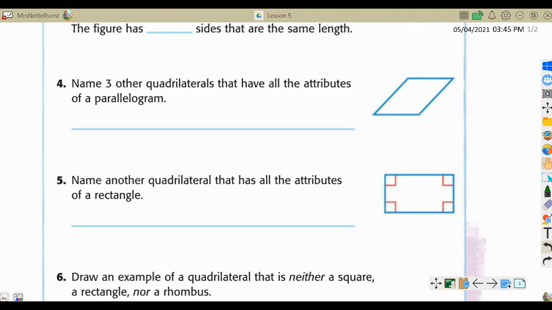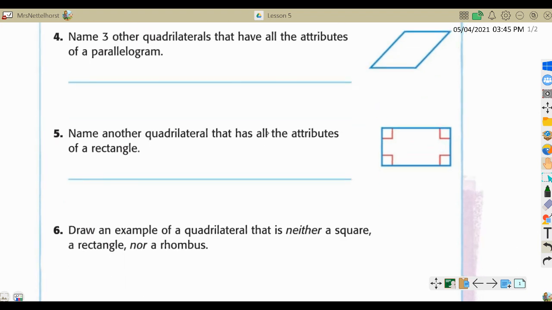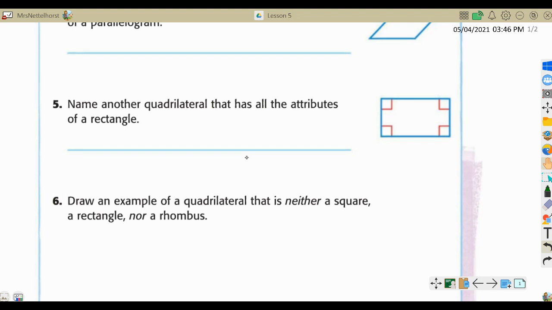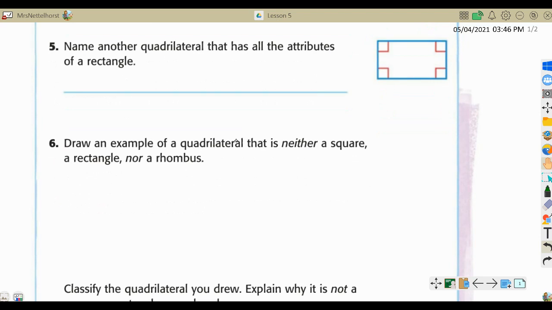Name another quadrilateral that has all the attributes of a rectangle. Okay, so don't say rectangle because that's not another quadrilateral. So pick the other quadrilateral that has the same attributes as a rectangle, write it on the line. This is worth 1 point. Okay, and then number 6, draw an example of a quadrilateral that is neither a square, a rectangle, nor a rhombus. So it has to be a quadrilateral, can't be a square, can't be a rectangle, can't be a rhombus. Use your chart. That is also worth 1 point.